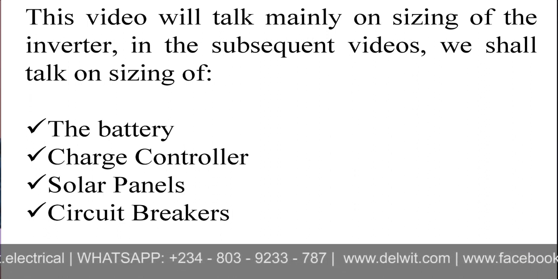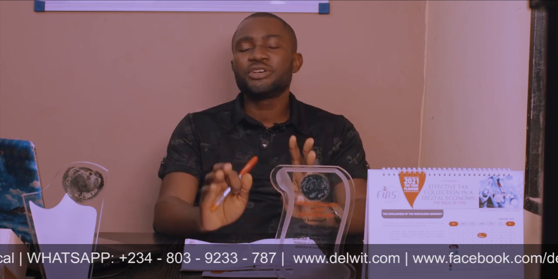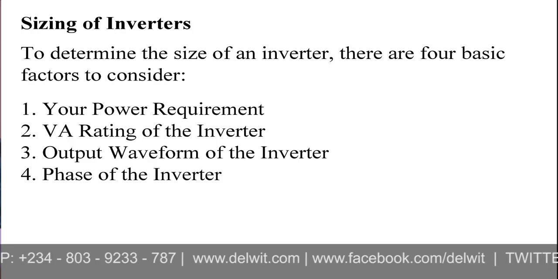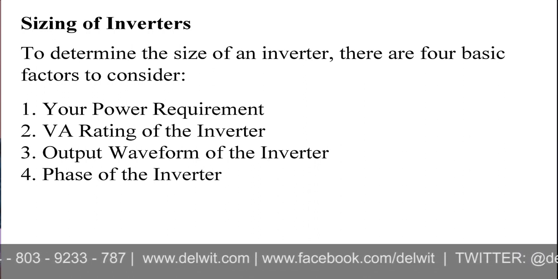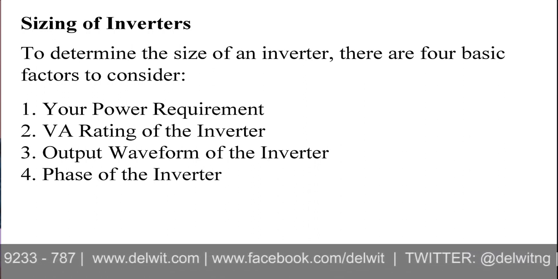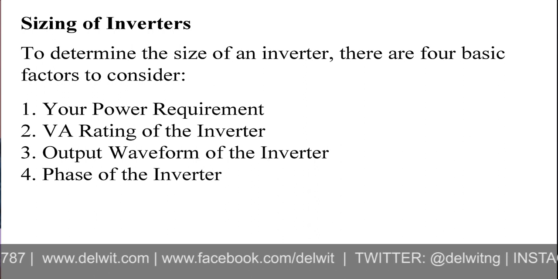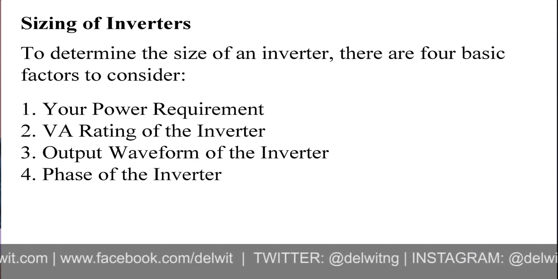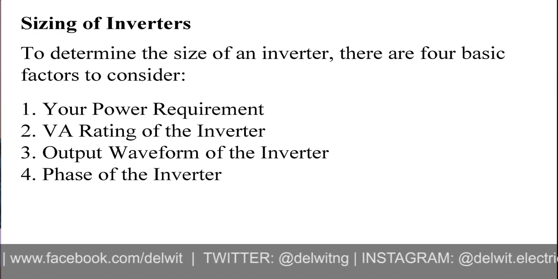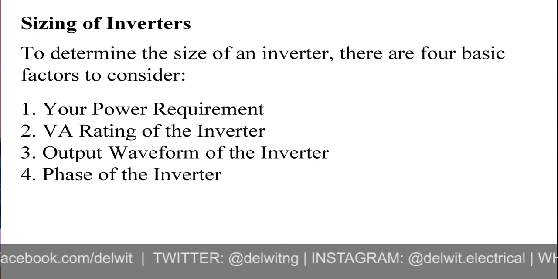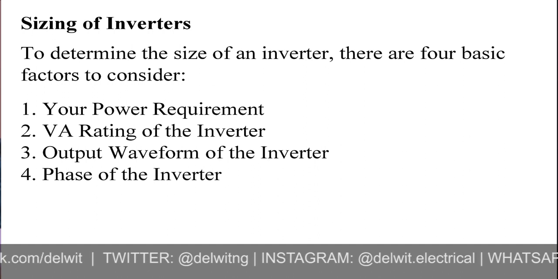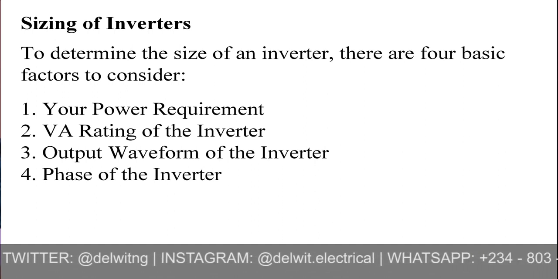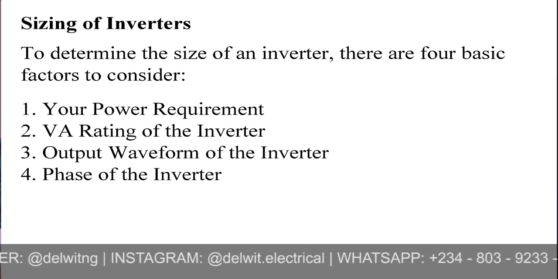So for the inverter system, there are four basic requirements that you have to know before deciding, oh, this is the inverter I'm going to buy. One, power requirement. You need to know the power requirement, your load requirement of the building. This is very, very important. The second one is the VA rating of the inverter. After knowing the power requirement, you use it to calculate your VA rating, which is volt amps rating. The third one is to know the phase.